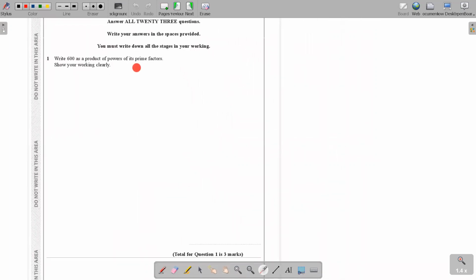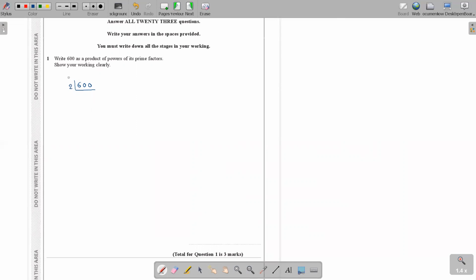Write 600 as a product of powers of its prime factors and show your working. So to do this, the easiest way I believe is to keep on dividing 600 by prime factors. You could do either the tree method or the ladder method. Either method is fine. So this is quite easy, but just make sure that when you divide, you keep dividing by prime numbers.